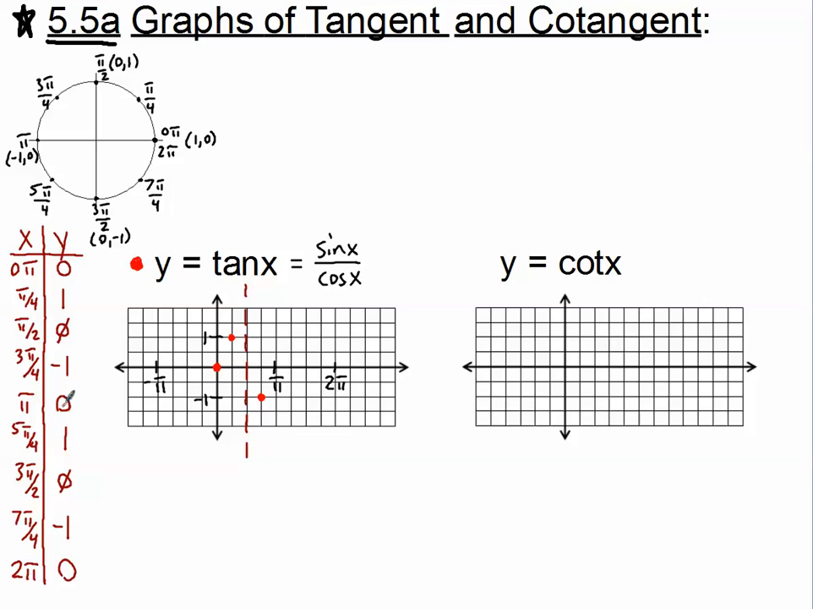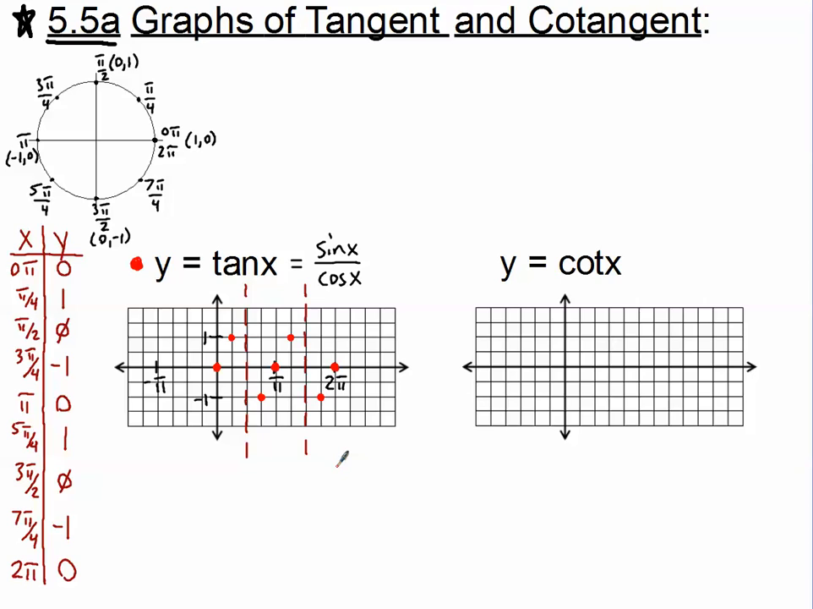When I get to pi, my tangent value is 0. When I get to 5 pi over 4, that's 5 tick marks over, I'm back to 1. And when I get to 3 pi over 2, again we have an undefined value, so that will be another vertical asymptote. It does not exist right there. Keep going, 7 pi over 4, the 7th tick mark, we have a negative 1 output. And at 2 pi, we are at 0.